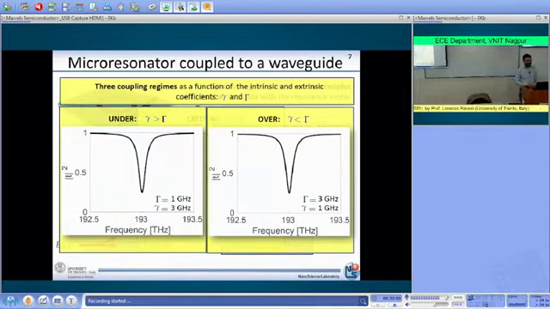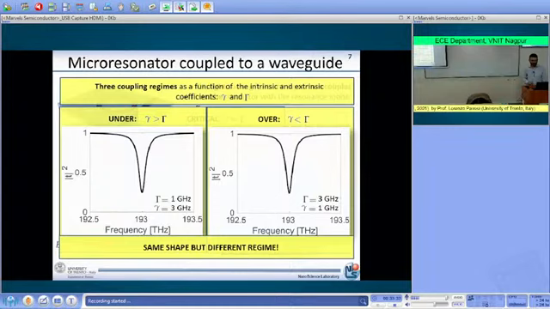And then you have the other condition, the overcoupling condition, where you are coupling more power to the microring resonator than what is lost. Also in this case, the resonance is not going to 1, but the depth of the resonance is slightly larger. Okay? Any question here?